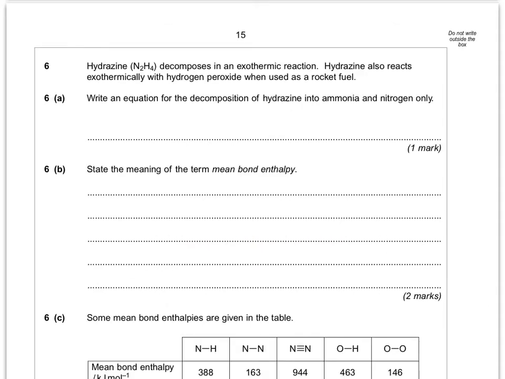So next question says hydrazine, N2H4, decomposes in an exothermic reaction. Hydrazine also reacts exothermically with hydrogen peroxide when used as rocket fuel. Write an equation for the decomposition of hydrazine into ammonia and nitrogen only.